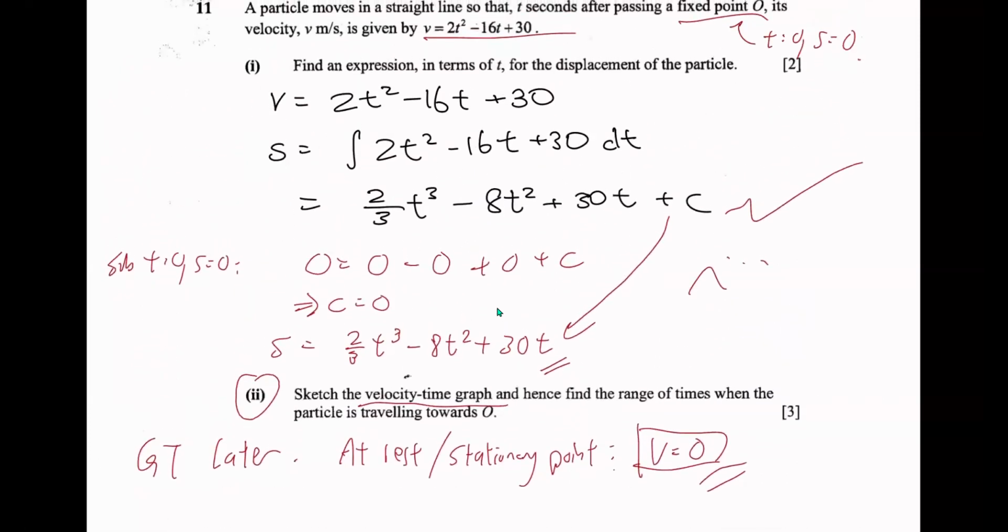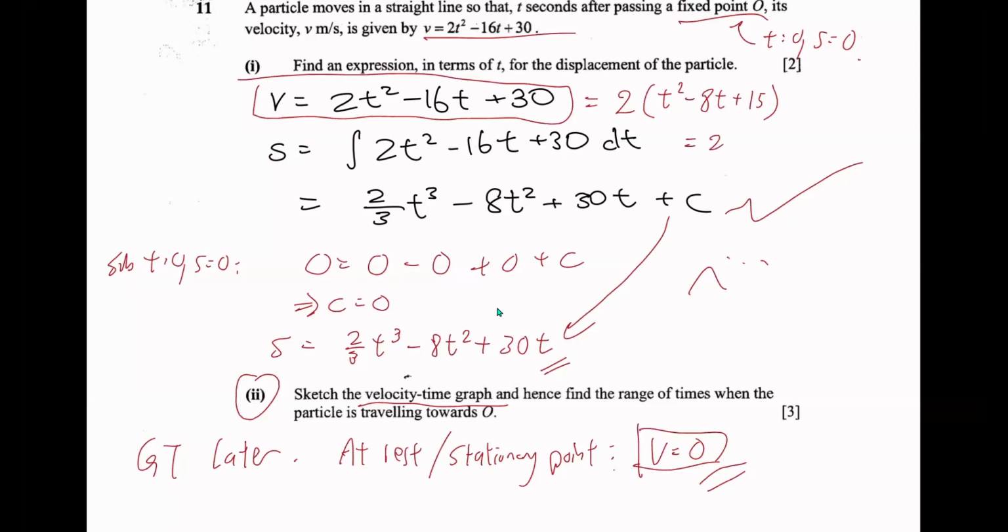This one we can draw, right? Because we have the function itself. It's just a quadratic curve. We can factorize as 2 bracket t squared minus 8t plus 15. What are the roots here? Let me see. Factors of 15 that add to minus 8, I get 5 and 3.